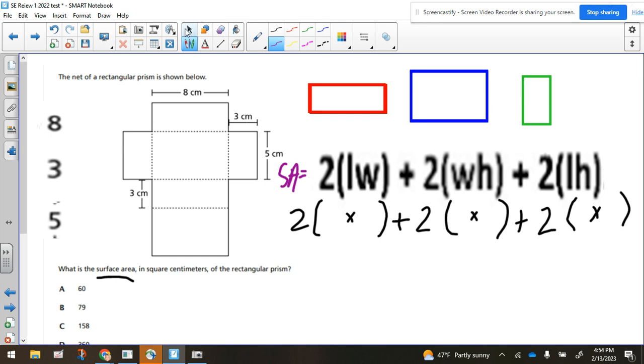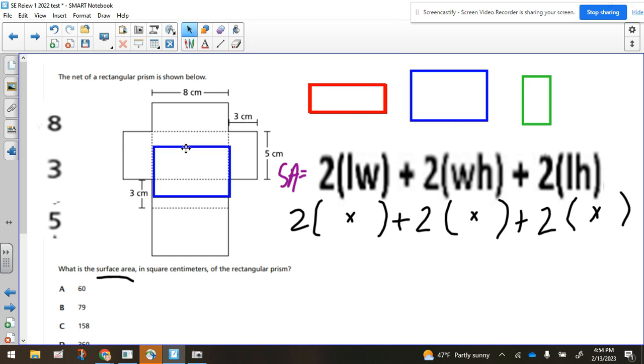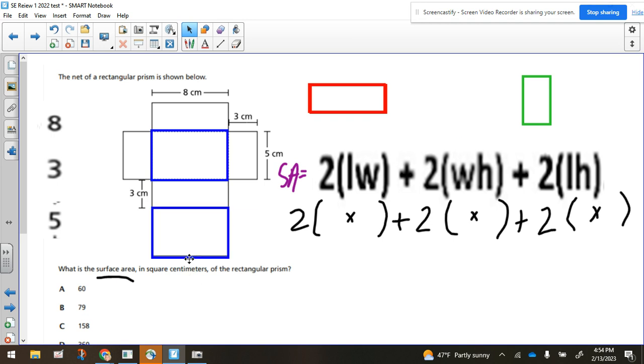And the other way is to just say to yourself, well, we have this face and this face that are equal and congruent. And we have this face, which is equal and congruent to this face. And then we have this face, which is equal and congruent to this. So we have 2 of the reds, 2 of the blues, and 2 of the greens. So let's start substituting in values.